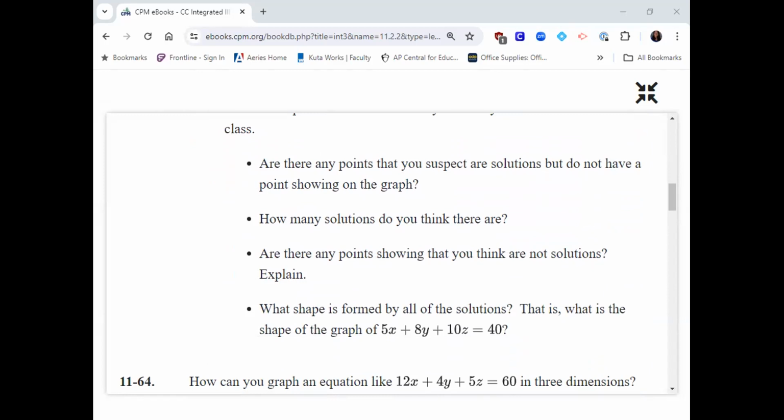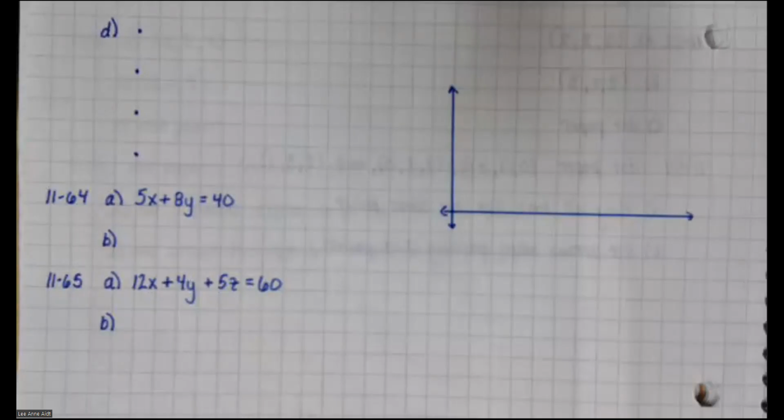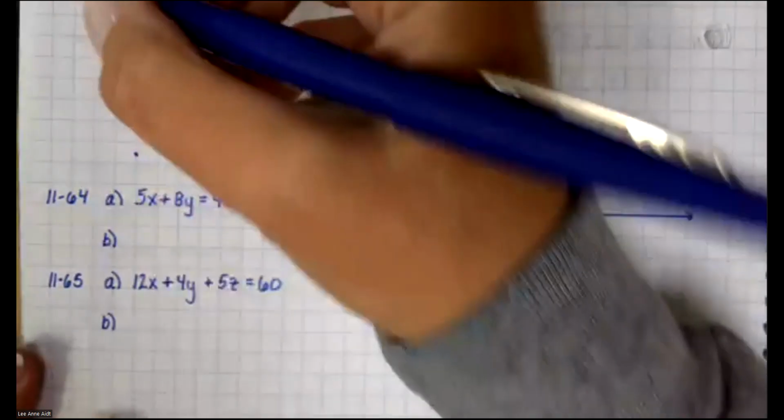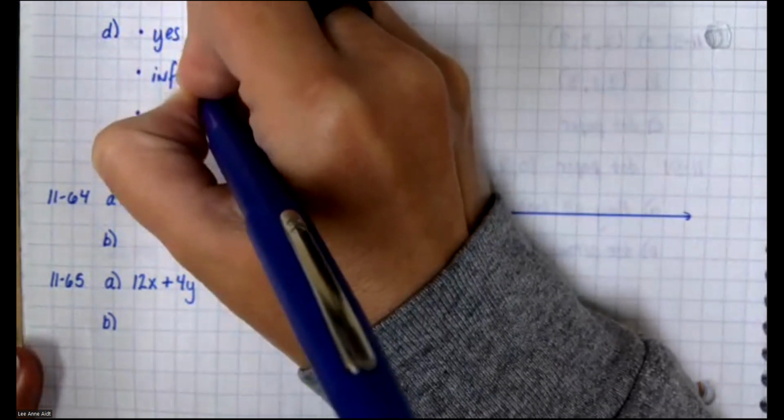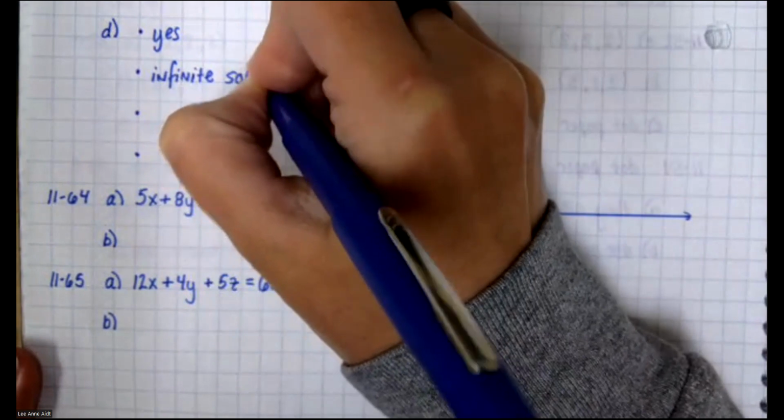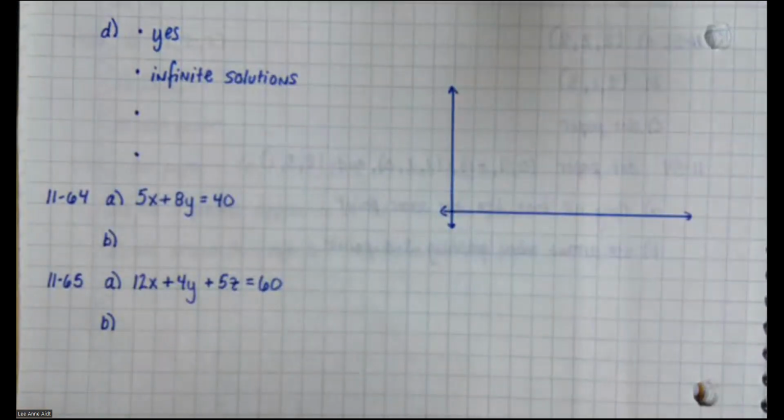Okay, let me show you the picture again. Are there any points that you think are solutions but are not points on our graph? So do you think there are more solutions than these ones here that we plotted? Yes. Okay. How many solutions are there? Infinite solutions. These are great questions. One-word answers, me liking.